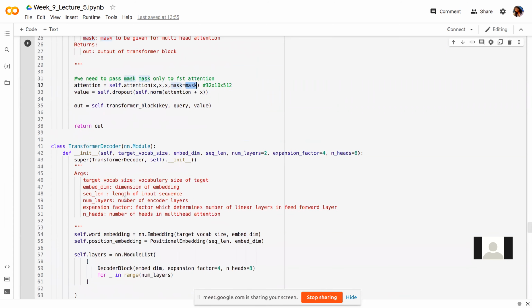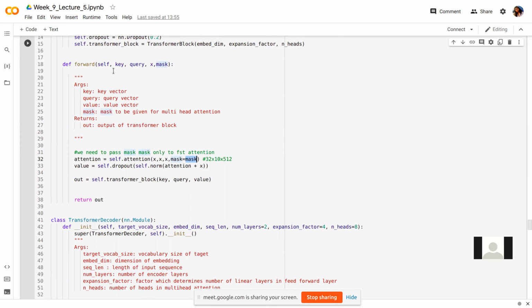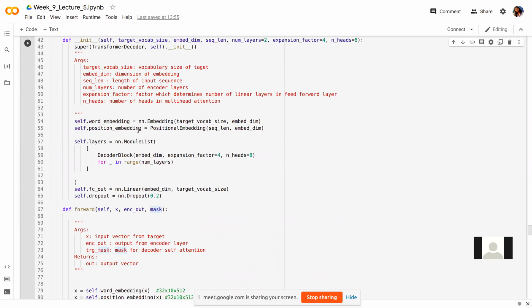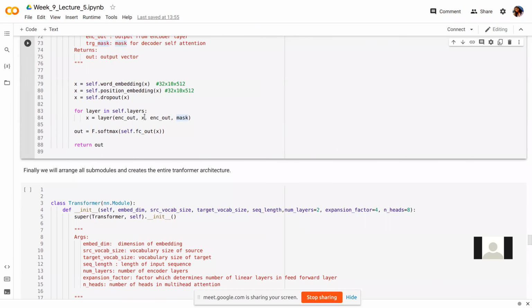Okay, so this is the decoder. Remember, this decoder is here, which takes this key, query, X and mask. So the same thing is given here: key, query, X and mask. And with this, whatever is coming, just apply the softmax to get the distribution over the words, and the most likely word will be predicted.